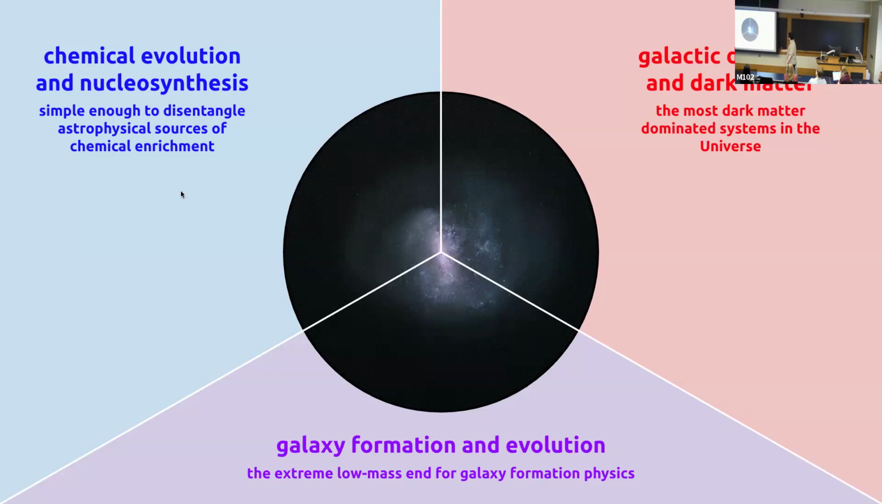And then finally, we can also use dwarf galaxies because their stellar populations are simple enough. We can use them as laboratories to understand chemical evolution and nucleosynthesis. In particular, one topic that I'm really interested in is that because these dwarf galaxies are simple enough, you can distinguish different sources of chemical enrichment in these dwarf galaxies. And then you can really probe what is the origin of chemical elements. And also all of these things connect to each other. But this gives an idea of why you would want to study dwarf galaxies.